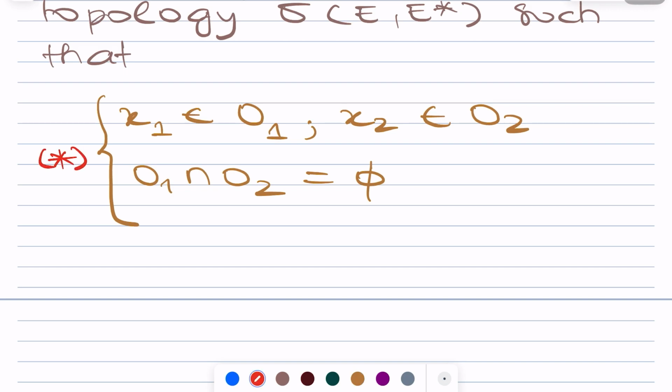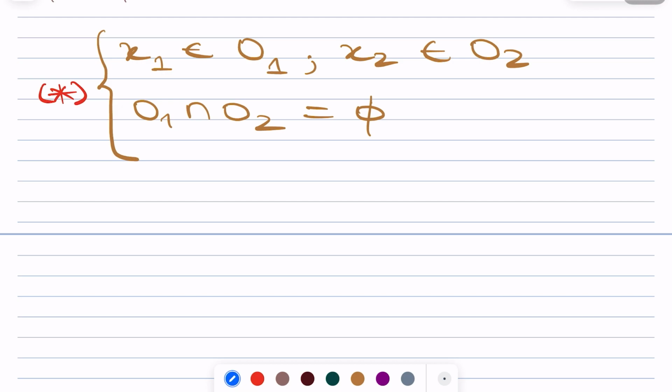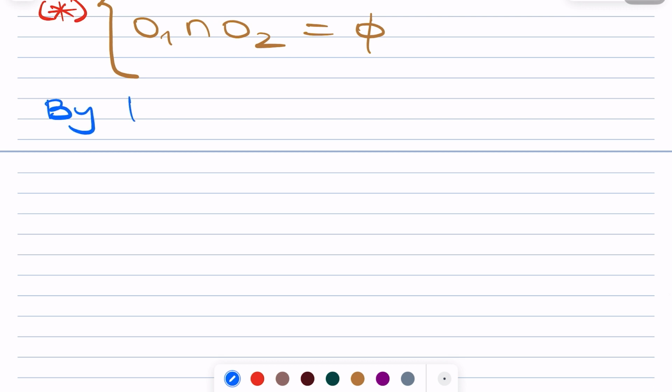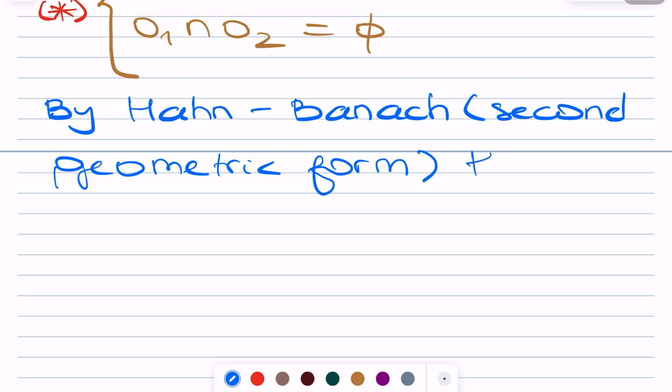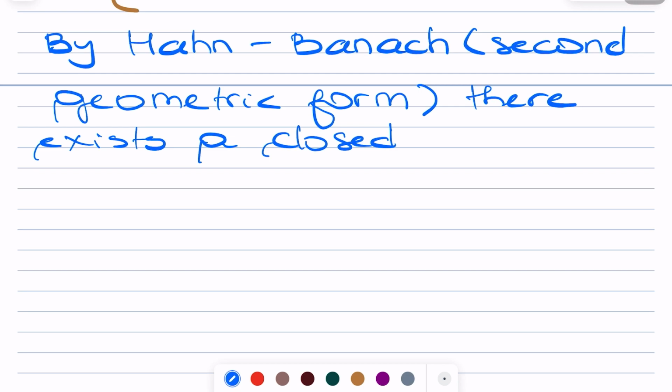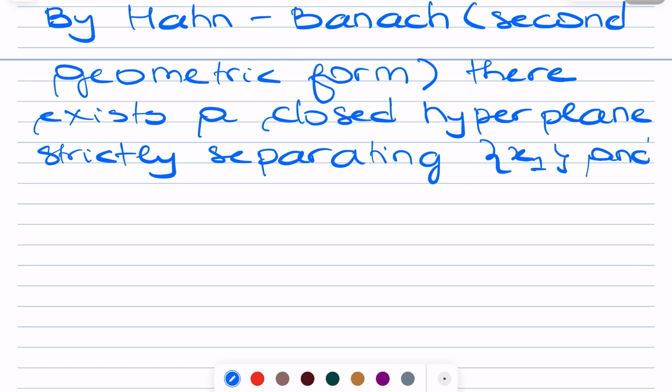Okay, so since x1 and x2 are elements of a Banach space and they are distinct, we can apply the Hahn-Banach second geometric form. So by the Hahn-Banach theorem, second geometric form, there exists a closed hyperplane strictly separating x1 and x2.